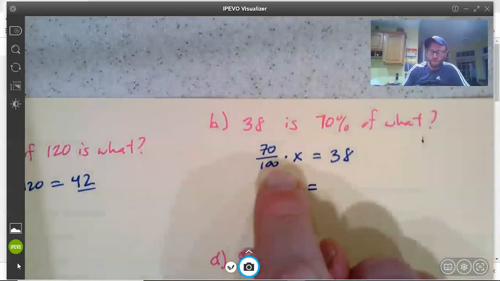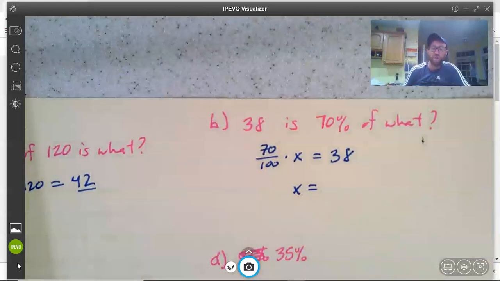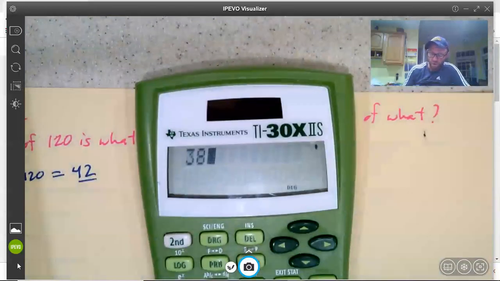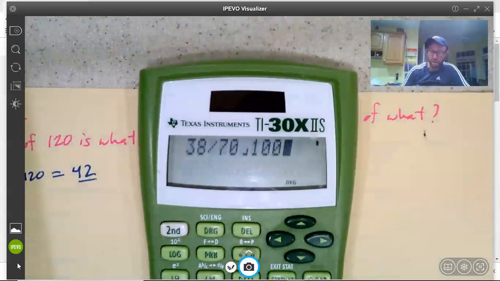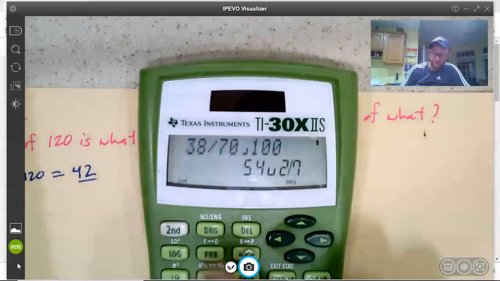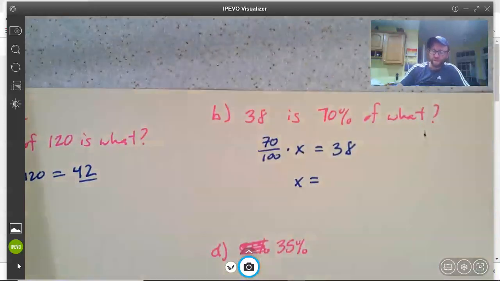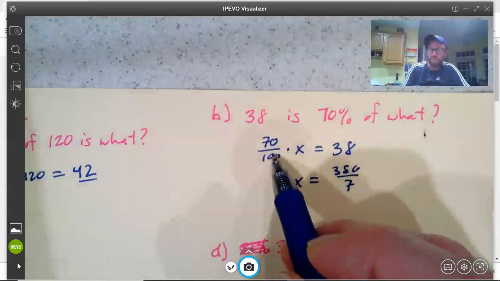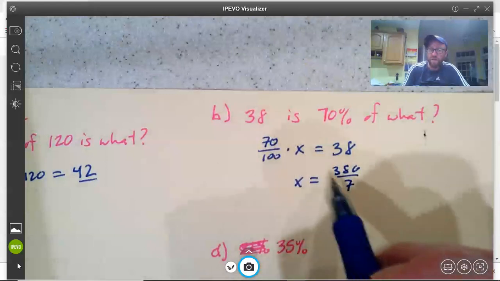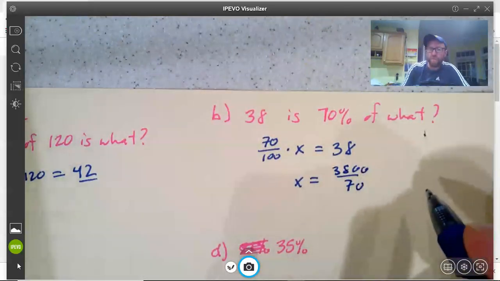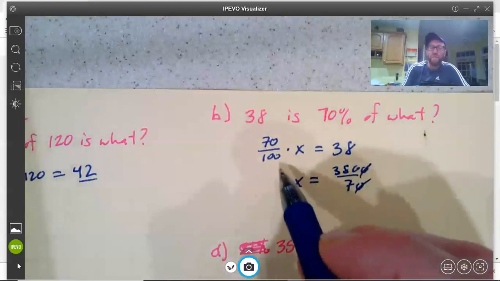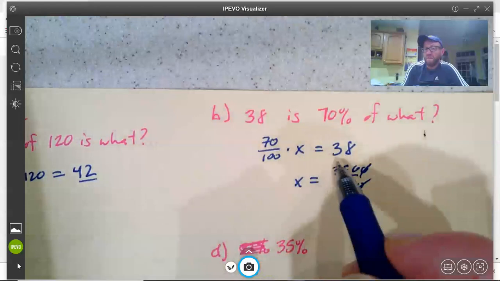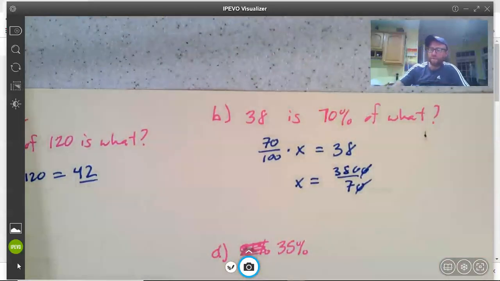Now you could remember that dividing means that you flip the fraction, you invert and multiply. You could remember that, or you could just use your calculator and go 38 divided by 70 over 100 to get 54 2/7. That's 380 over 7, notice 38 times 100, 3,800 over 70. So anyways, you just set up 70% of something, so 70 over 100 times x equals 38. And then we'll just divide and leave it up to your trusty calculator to do the division for you.